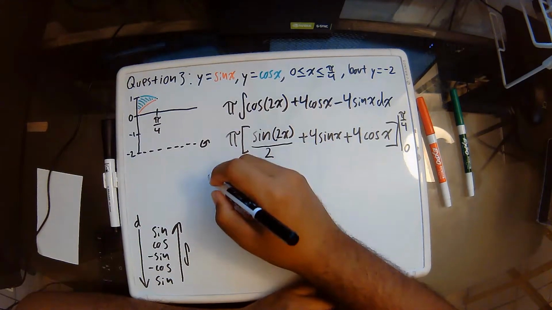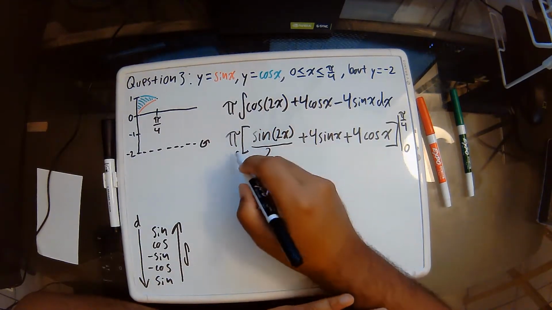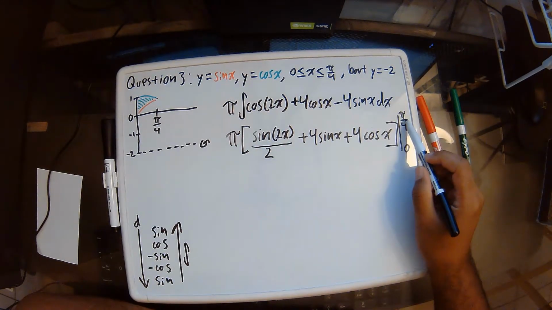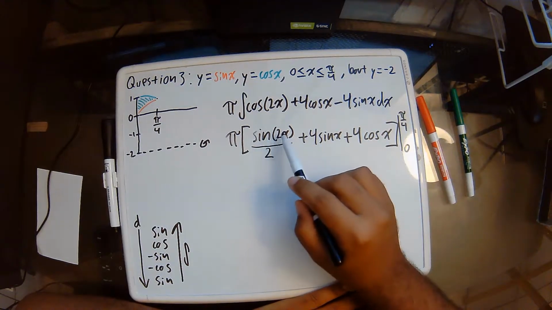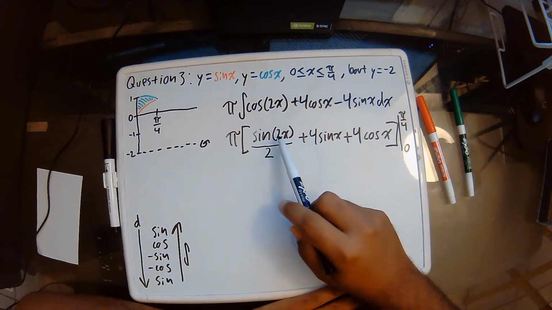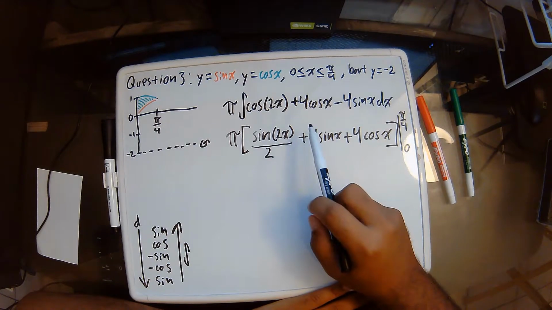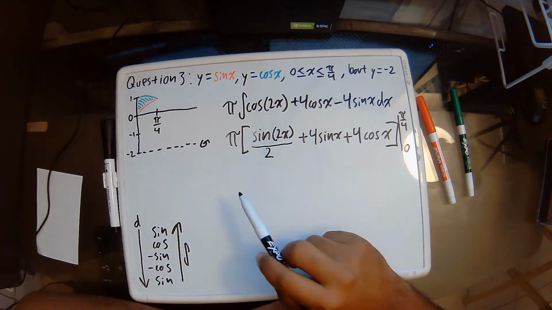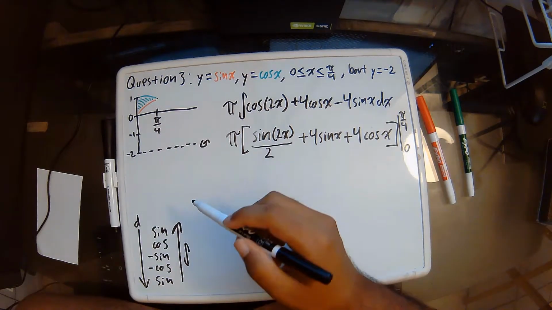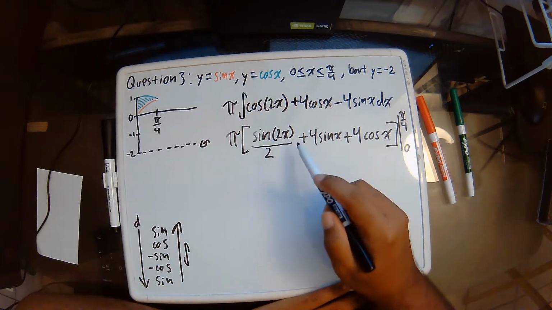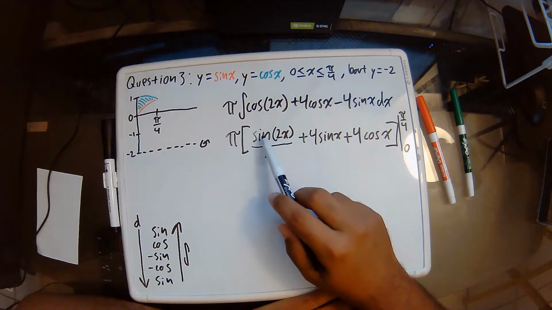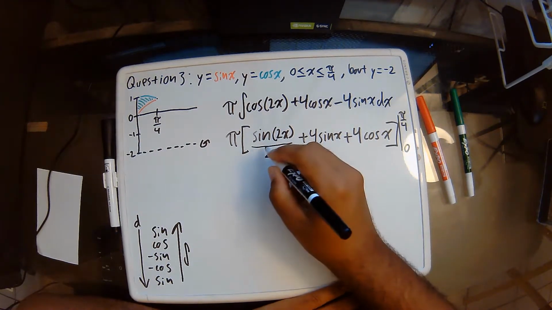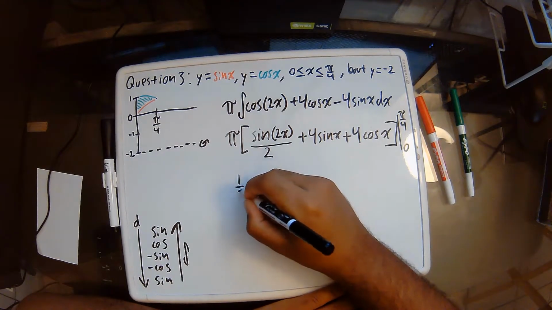So when we plug in everything, for now I'm going to leave the pi out. When we plug in pi over 4 into sine 2x, we have 2 pi over 4. That equals pi over 2. Sine of pi over 2, if you recall from our unit circle, equals 1. So this value up here is 1. This is being over 2. So this first value is 1 over 2.